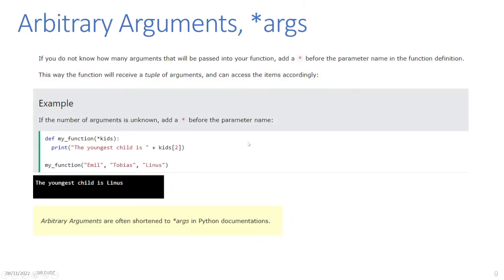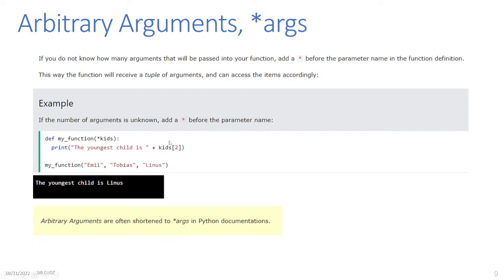Arbitrary arguments, *args. If you do not know how many arguments will be passed into your function, add an asterisk before the parameter name in the function definition. This way, the function will receive a tuple of arguments, and can access the items accordingly. So if the number of arguments is unknown, add an asterisk before the parameter name.